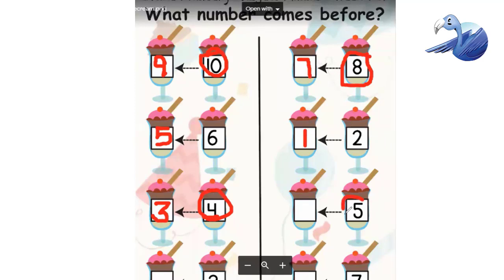Now the next picture is, students, 5. Let's count with me. Everyone, show me your fingers and count with me. 1, 2, 3, 4, 5. So before 5 is 4. Very good, students. So we have to write 4 here.